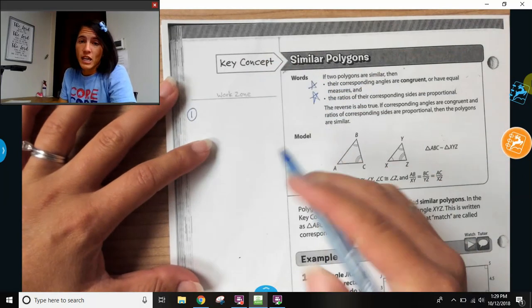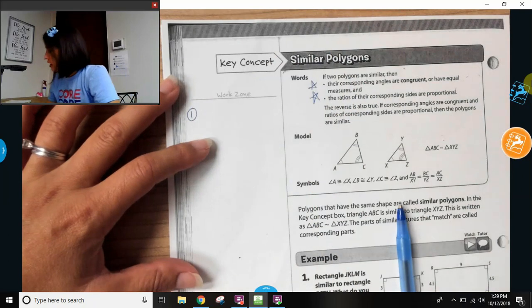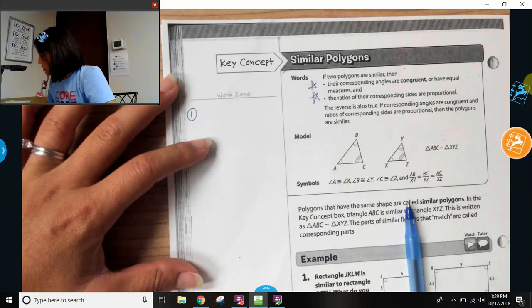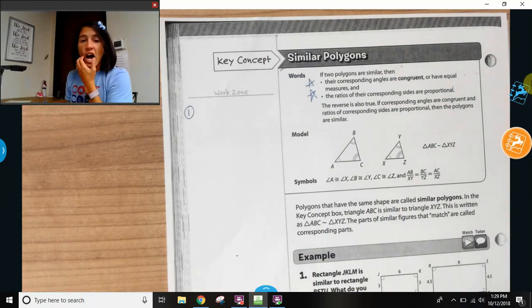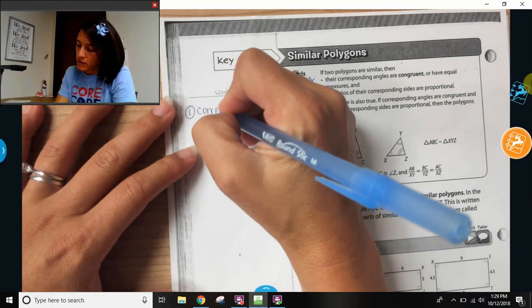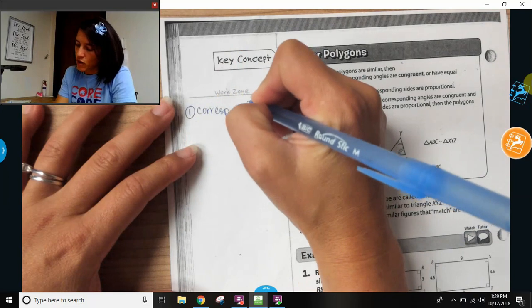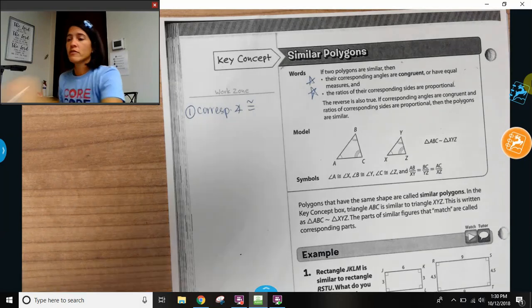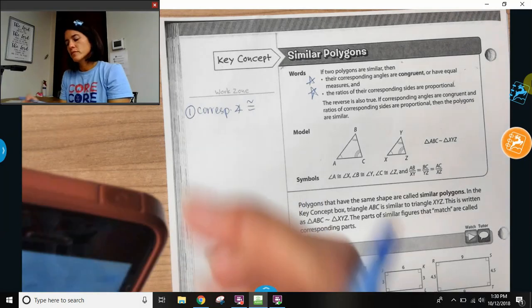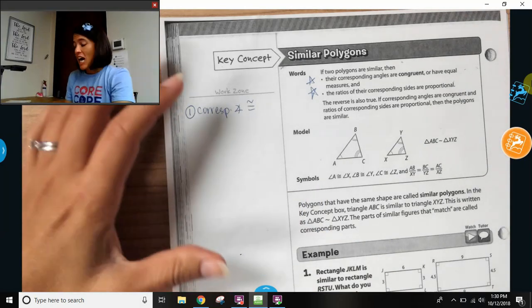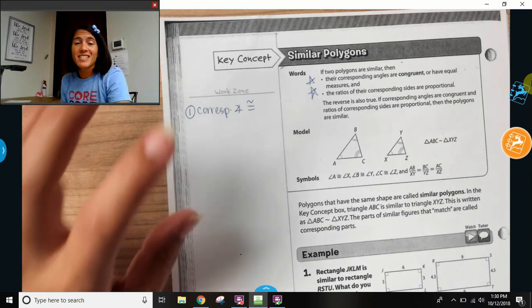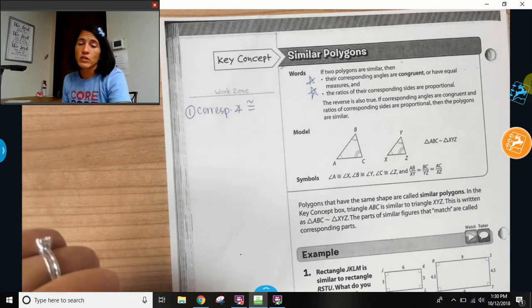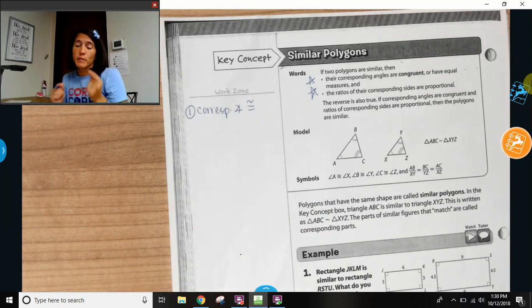So one important thing about similar polygons, let me check. I feel like it keeps focusing. Okay, no. All right. Corresponding angles are congruent. And that's kind of like parallel lines cut by a transversal. Corresponding angles are congruent. So if you have similar polygons, similar triangles, similar rectangles, the angles that are corresponding are going to be congruent.